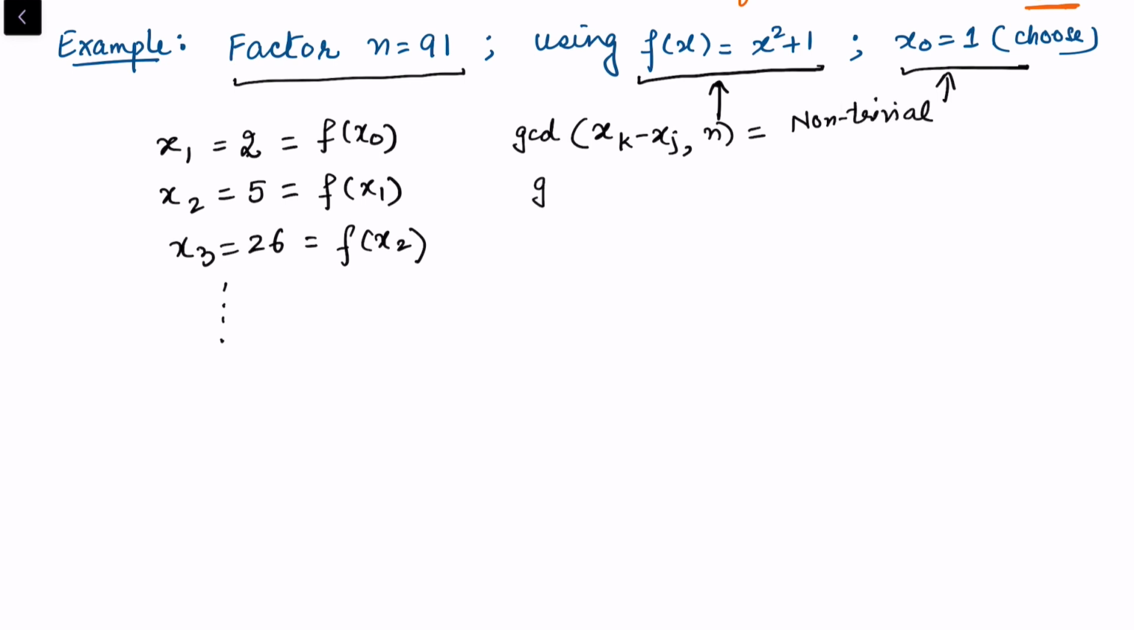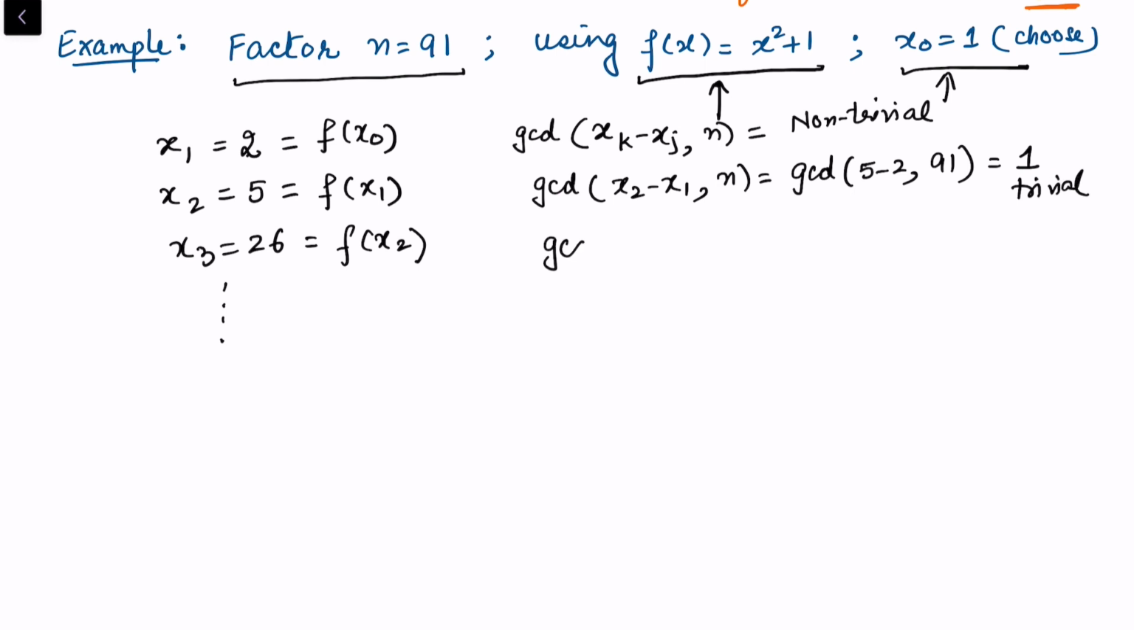Now let's try looking for the GCDs. GCD of x2 minus x1 with respect to n. Let's take the values: GCD of 5 minus 2 with 91. So this is 3, and the GCD of 3 and 91 is 1, which is trivial. So we can say this is trivial. Let's investigate further.